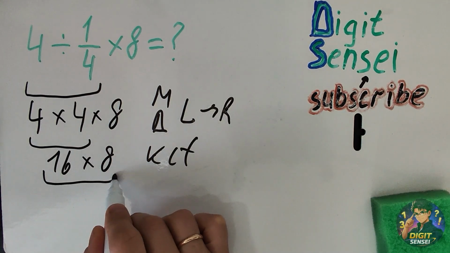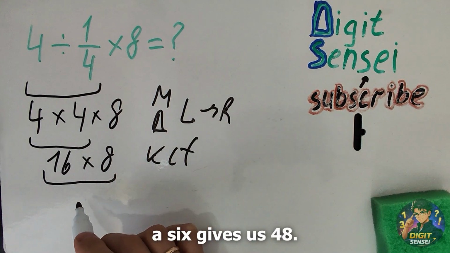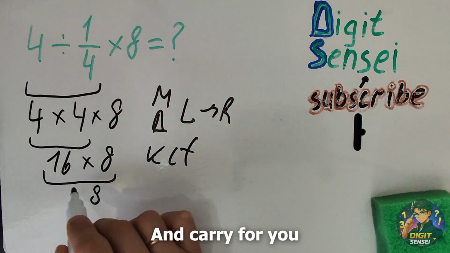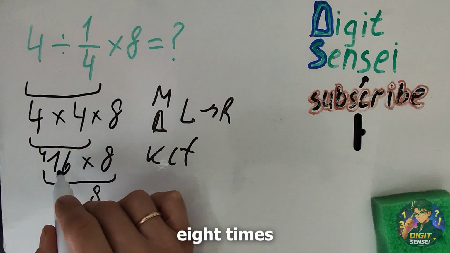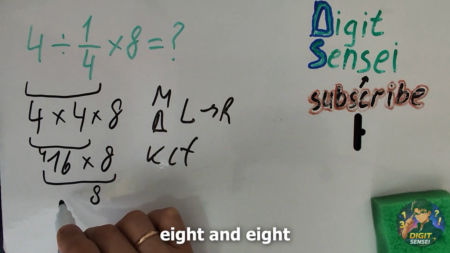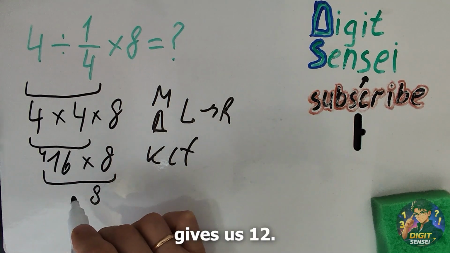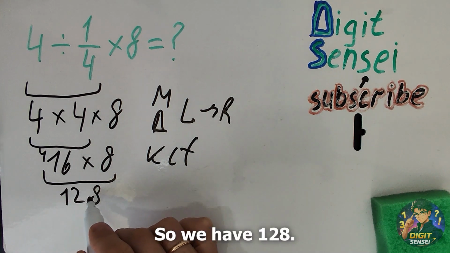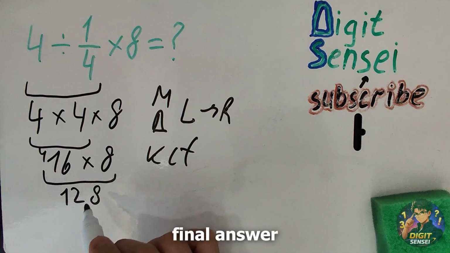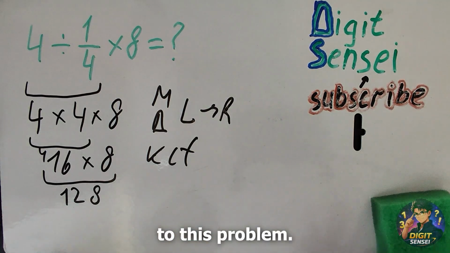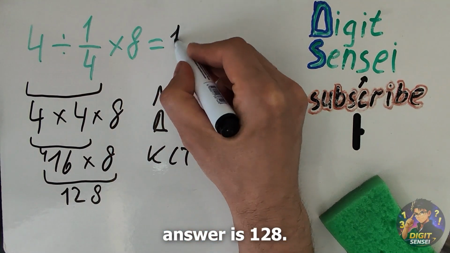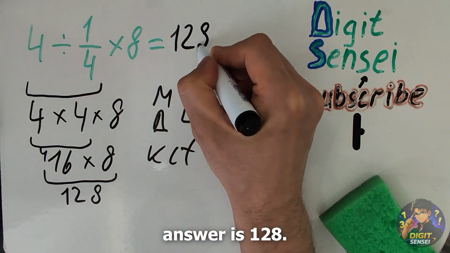Okay? 8 times 6 gives us 48. So we write 8 here and carry 4 here. 8 times 1 equals 8, and 8 plus 4 gives us 12. So we have 128. And this is our final answer to this problem. The correct answer is 128.